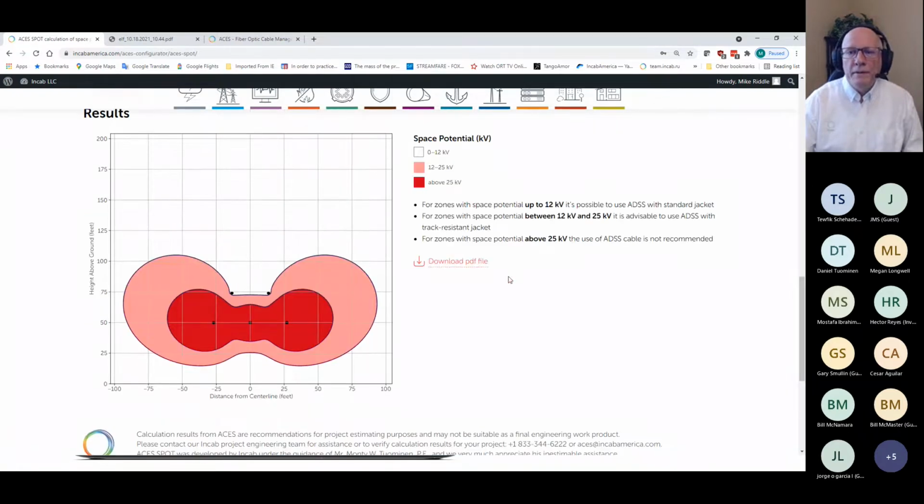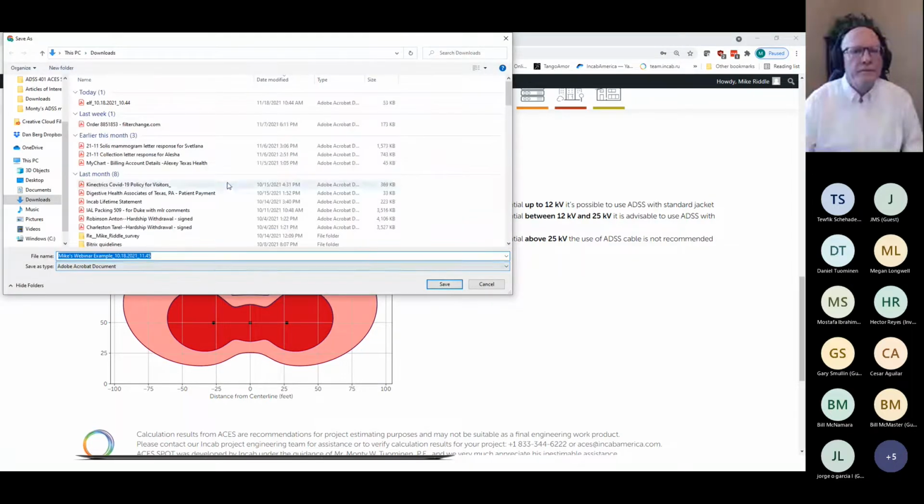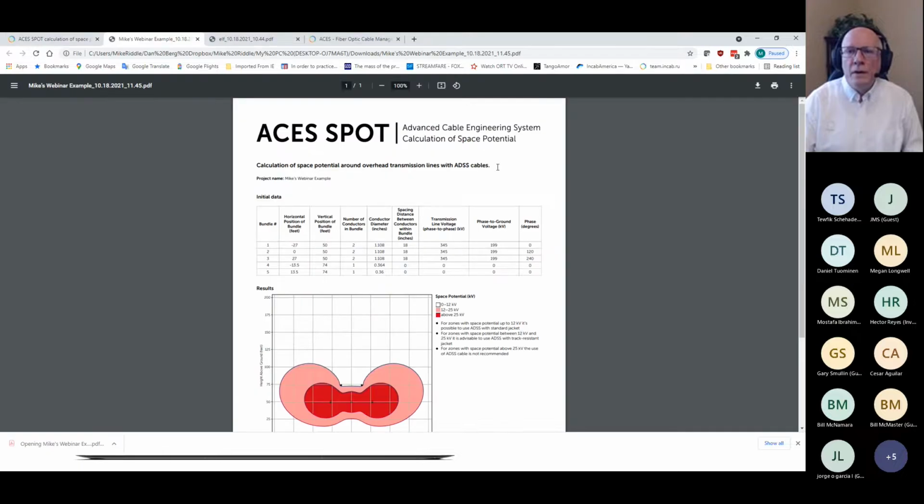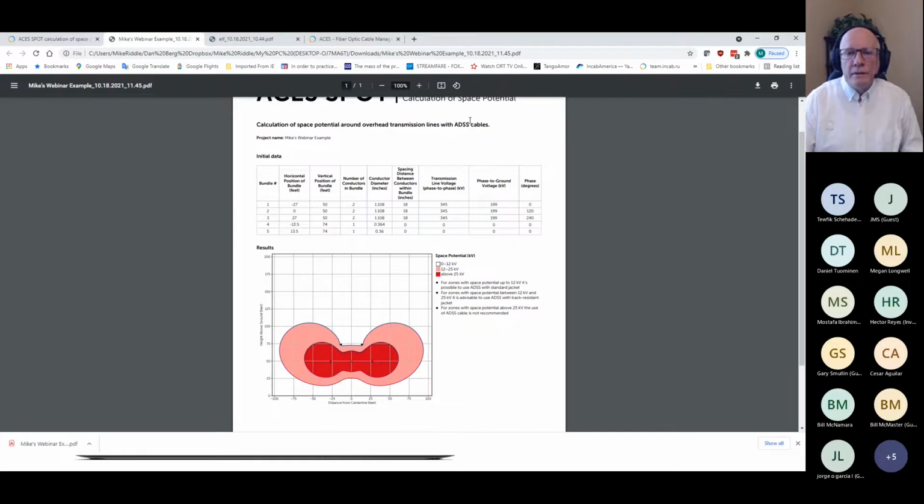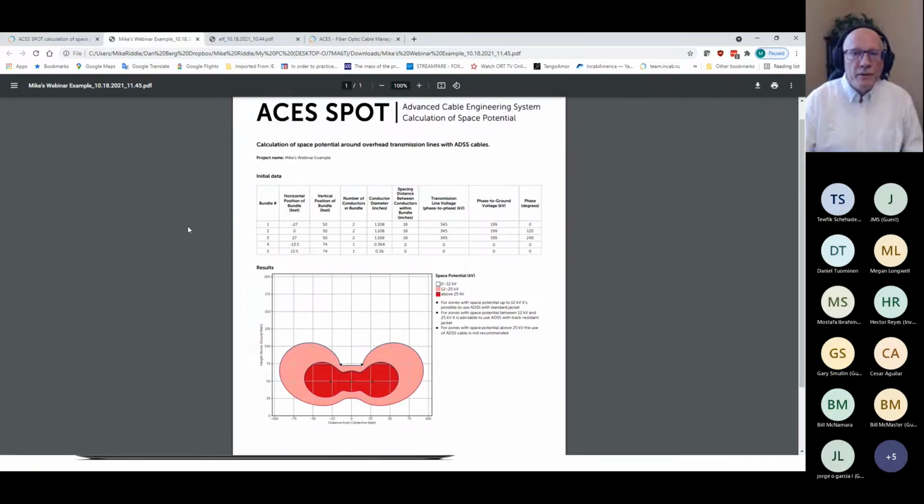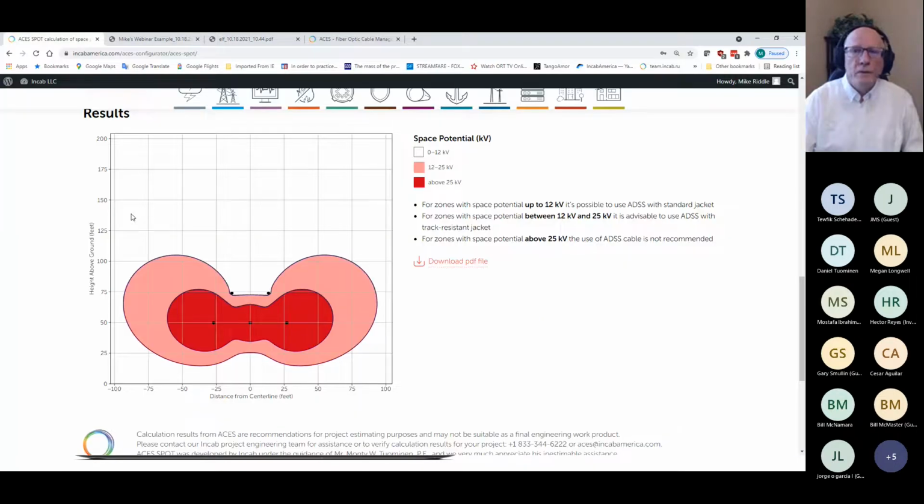You can download this as a PDF file. And you get this. It shows you your output, but it also shows you, just as importantly, what all of your input was, what your assumptions were.